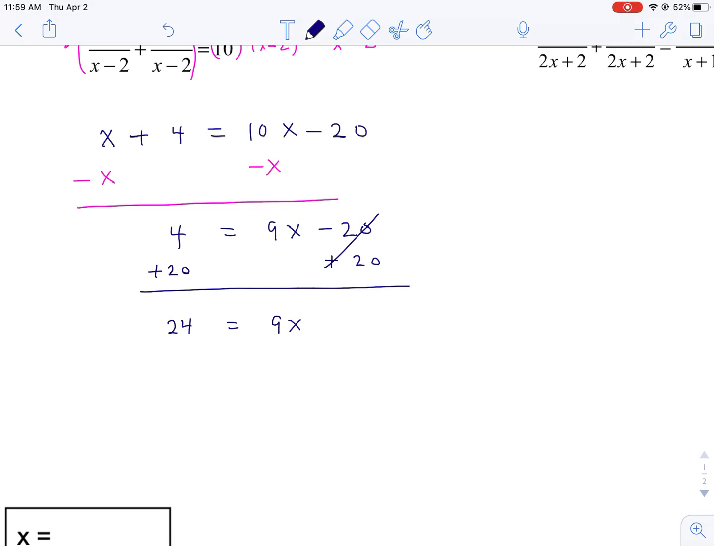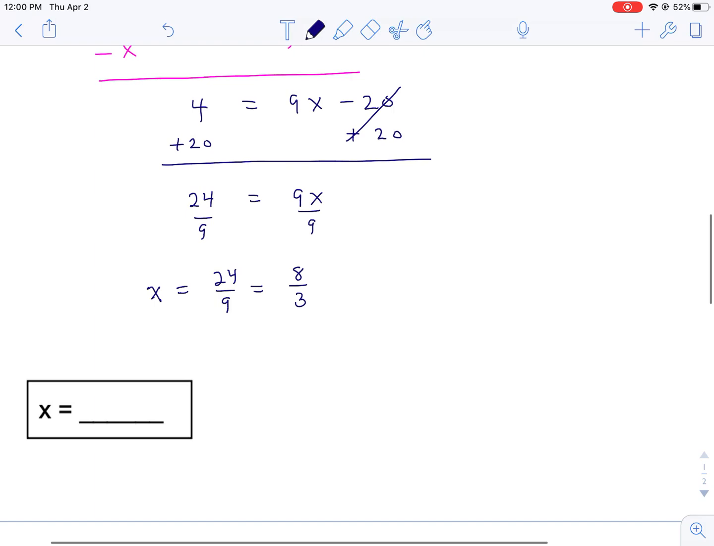And here, again, not going to get a whole number, but that's okay. If I divide by 9, x is going to end up being 24 over 9. They're both divisible by 3, so that reduces to 8/3. Plug it in. Make sure it works. It does.